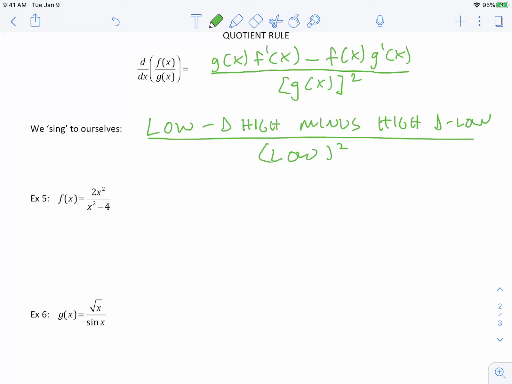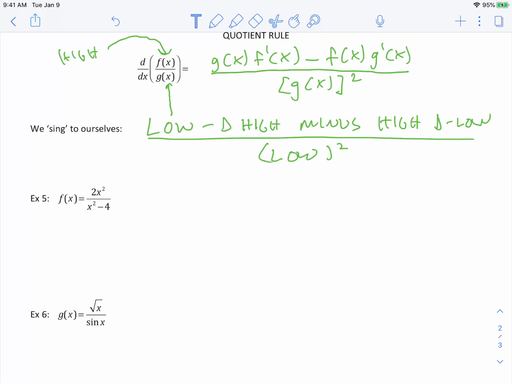And what I mean by low, low refers to g of x, right? And high, that just refers to the function at the top, which is f of x. Okay? And so that's where we get this. G of x is the lower one. The derivative of the higher one would be f prime of x. Okay? And so on and so forth. So there is the product rule, or I'm sorry, the quotient rule. So now let's use that a couple of times, see how it's going to pan out.